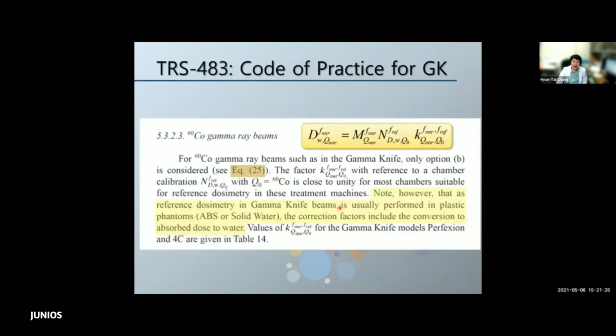And let's see what they describe about the gamma knife. They suggested to use equation 25 like this. I just showed you. But you need to be very careful to apply this formula with a gamma knife. There's a sentence: Note, however, that as reference dosimetry in gamma knife beams is usually performed in plastic phantoms, the correction factors include conversion to absorbed dose to water. It took more than a day, several days to understand the meaning of this.